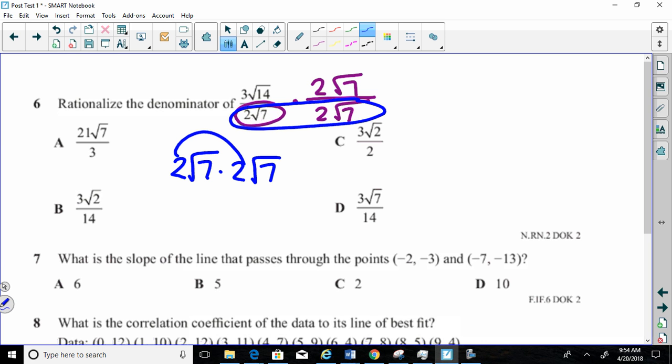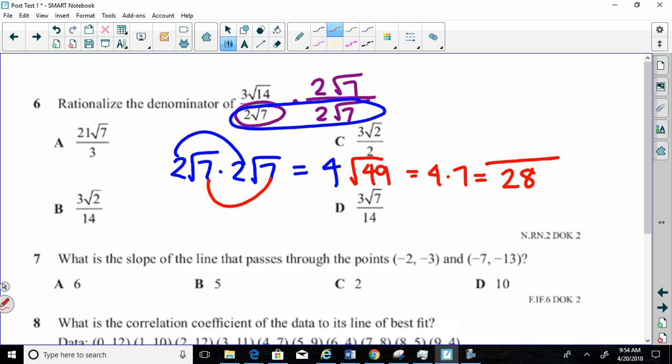Yeah, multiply the outside. So what's 2 times 2? And then multiply the inside. What's 7 times 7? Cool. What is the square root of 49? 7. So it's 4 times 7, which is what? 28. So now that's your denominator.